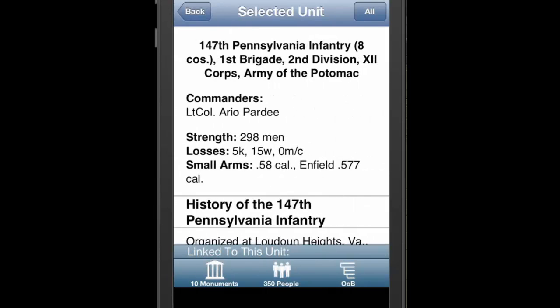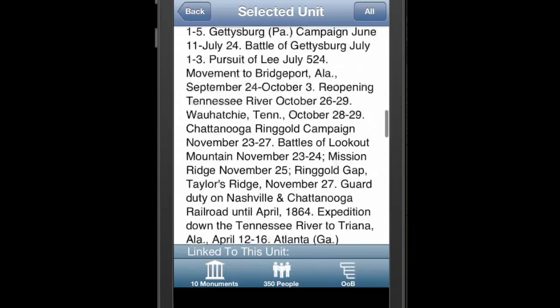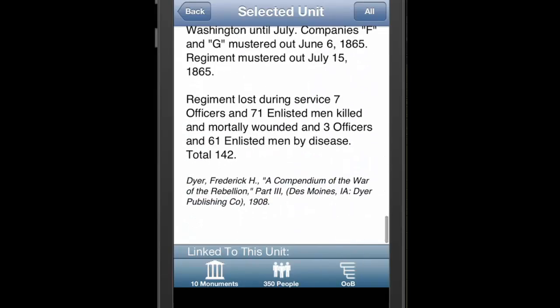The 147th Pennsylvania Infantry had only 8 companies at Gettysburg, and it was part of the 1st Brigade, 2nd Division, 12th Corps of the Army of the Potomac, and as we know, it was commanded by Lieutenant Colonel Pardee. The regiment had 298 men at Gettysburg, of whom 5 were killed, 15 wounded, and 0 missing or captured during the battle. Those men carried 58 caliber rifles and Enfield 577s. And then there's a full history of the 147th Pennsylvania Infantry, including when and where it was organized, and all of the places that it fought over the course of the war.